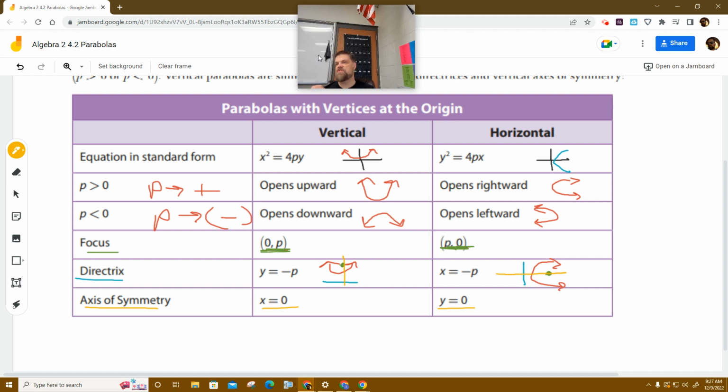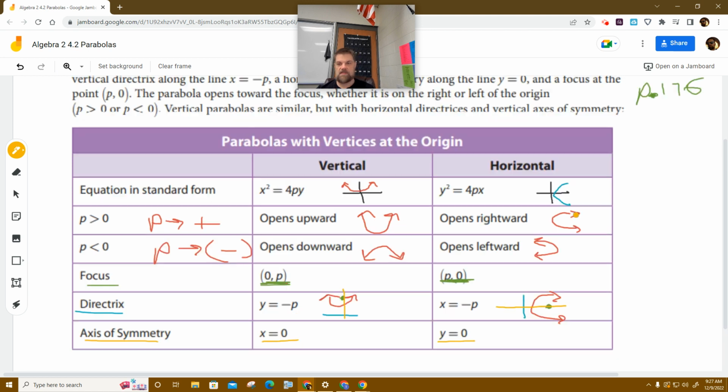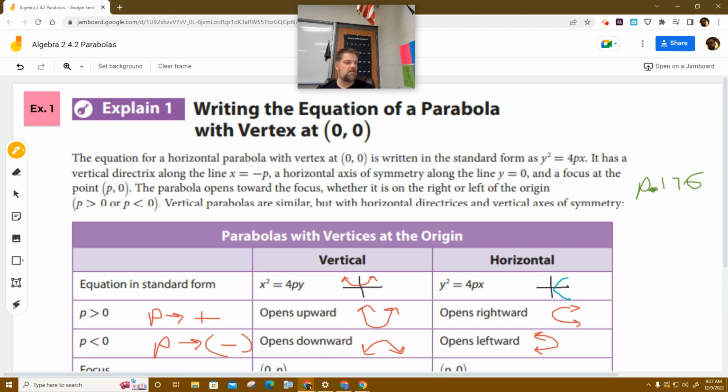Do you guys have this kind of jotted down? This was page 176. Is it 126? Did I read it wrong? It's 126? Huh. So weird. All right, cool.